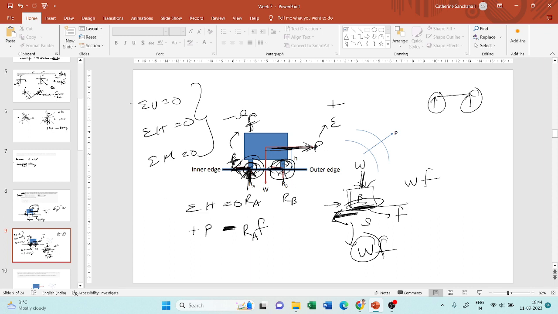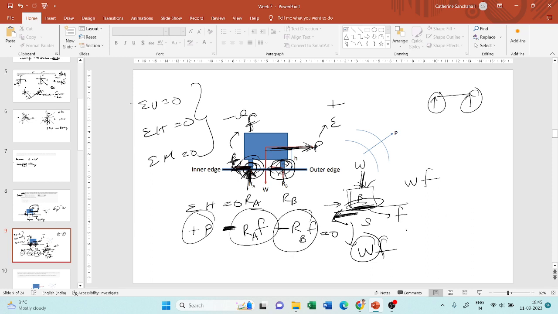So one frictional force is RA into F, and the other frictional force is RB into F. So all of this will be equal to 0. We saw that the summation of horizontal forces is 0, right? So P is acting on the right, plus P minus RA into F minus RB into F is 0.